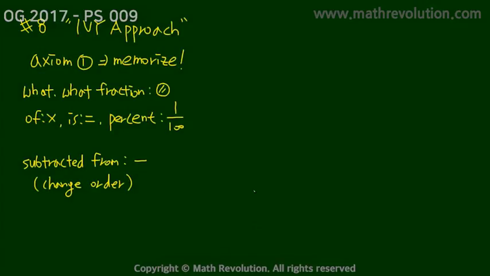So for example, let's say you have a question such as this. 1/10% of 5,000 is subtracted from, let's say, 1/10 of 5,000.